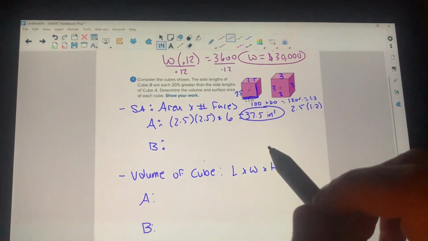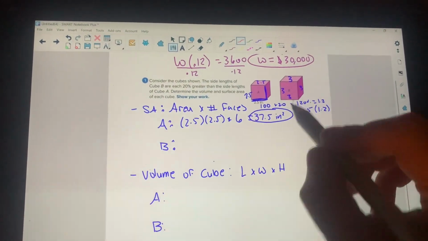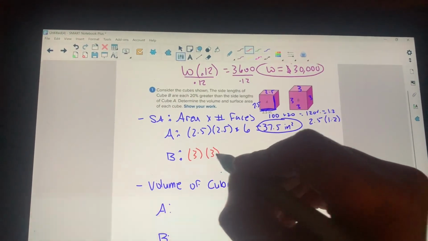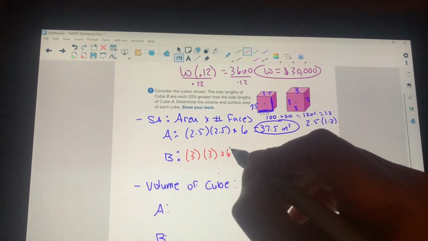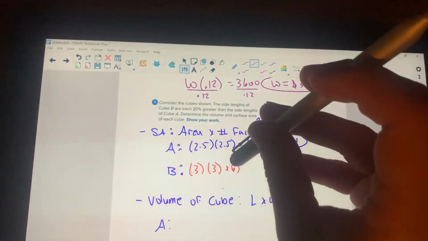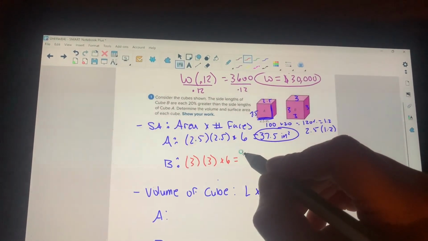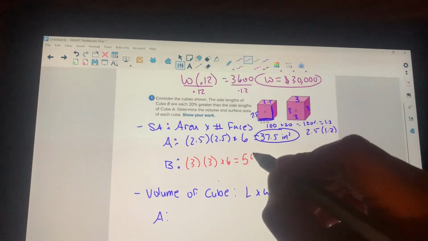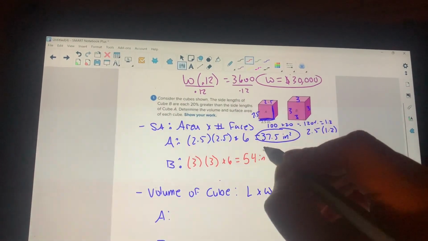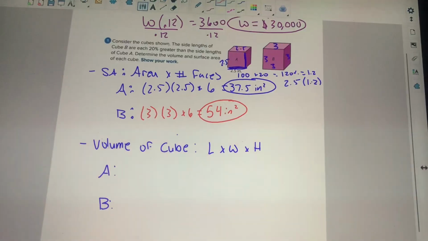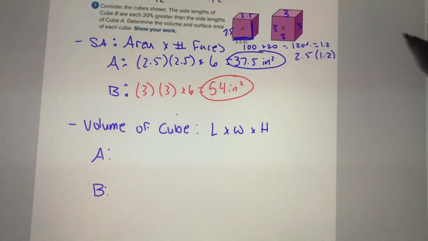For cube B, again, I'm going to do the same thing. It has side lengths of 3. So 3 times 3 times 6. I don't need that parenthesis there. But 3 times 3 times 6. That is going to come out to 54 inches squared.